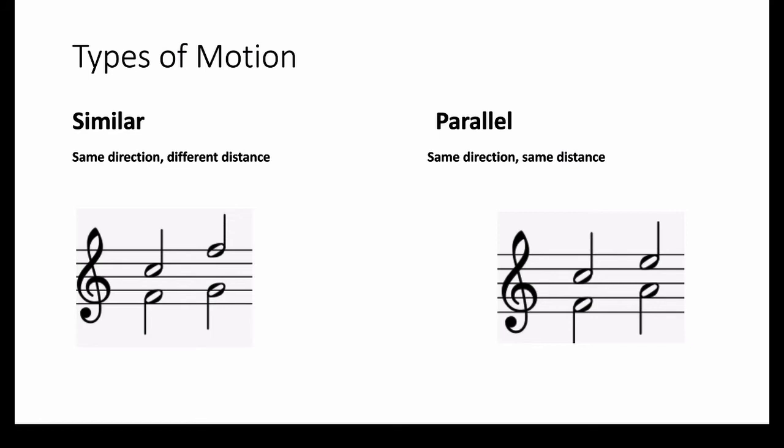Parallel motion occurs when voices move in the same direction and the same distance. I've shown that here on the right. Our alto voice moves up a major third from F. Our soprano voice also ascends by a major third from C to E. Notice that we have the distance of a fifth between both beats, from F to C and from A to E. This is an example of what we would call parallel fifths.